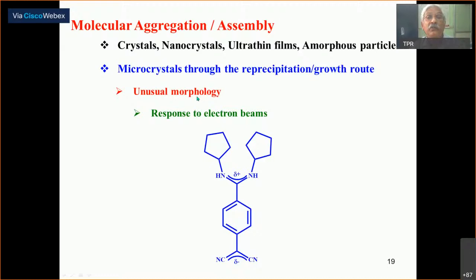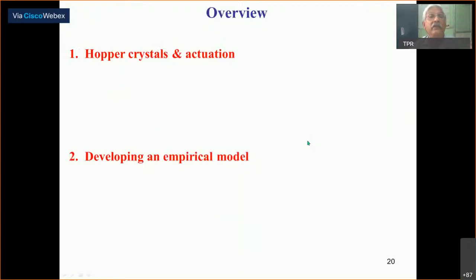So we saw very unusual morphology, and to our surprise, even more interestingly, it showed a very interesting response to electron beams when we were taking SEM images of that. And this morphology gives rise to this concept of hopper crystals. And this response is basically a mechanical actuation process. So this will be the highlight of what I will talk about in the remaining, say, 20 minutes or so. So basically, the talk will hover around this idea of hopper crystals and the actuation.